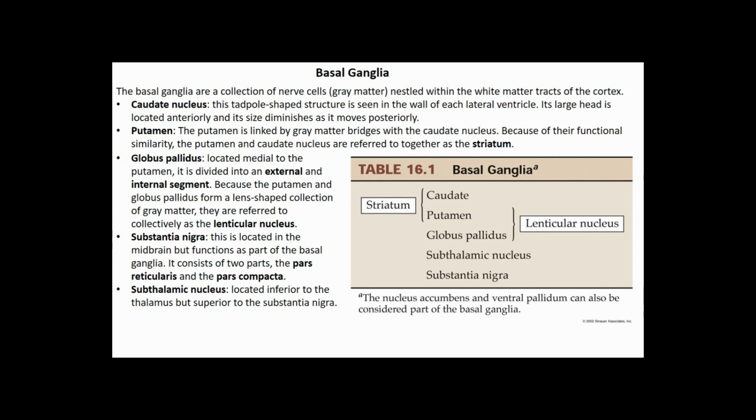Now the globus pallidus is a functionally distinct structure that's located medial to the putamen. If you're very lucky on a section, you might see both the external and internal segment, or the pars externa and pars interna. And because they're located close together, you'll sometimes hear the putamen and globus pallidus together referred to as the lenticular or lens-shaped nucleus. Now going into the midbrain, we've got the substantia nigra. It's functionally part of the basal ganglia and has two parts, pars reticularis and the pars compacta. And then, inferior to the thalamus, but superior to the substantia nigra, we have the subthalamic nucleus. So all of these structures have interconnections that allow us to plan and eventually initiate motion.